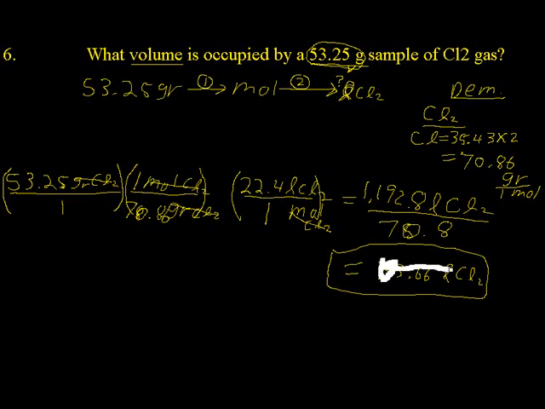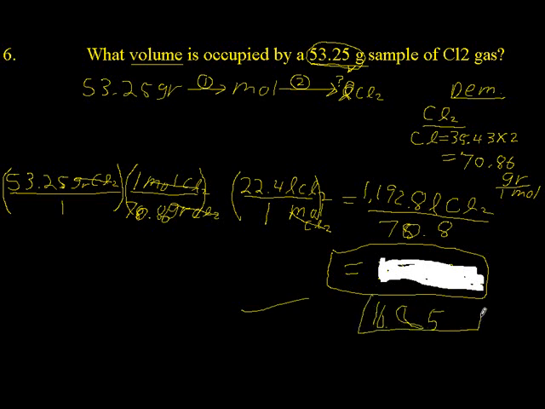Instead, oh, it shows up in black, really? Well, I'm learning all kinds of things on this first round. So the answer here is actually supposed to be 16.85 liters of Cl2 is the correct answer.